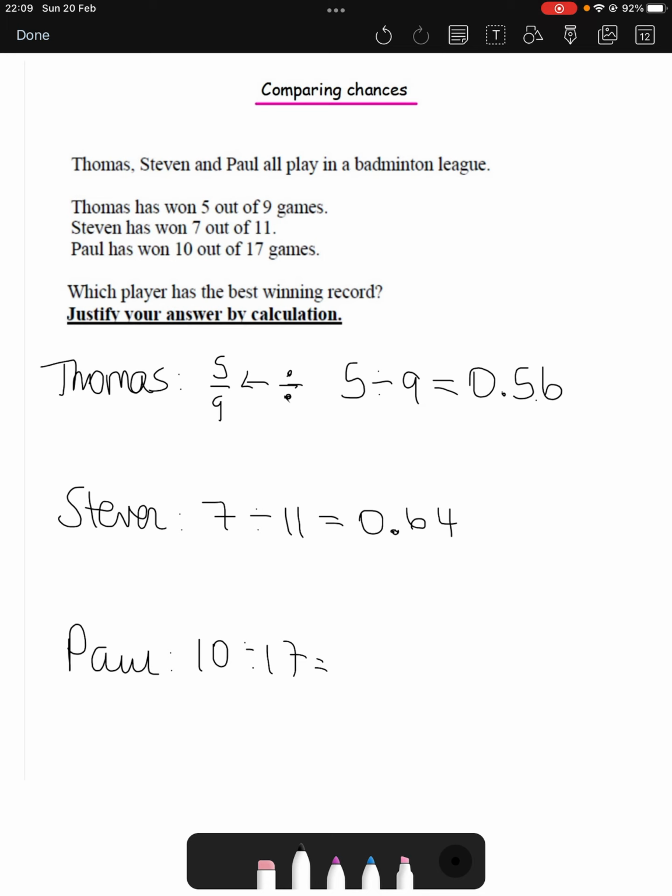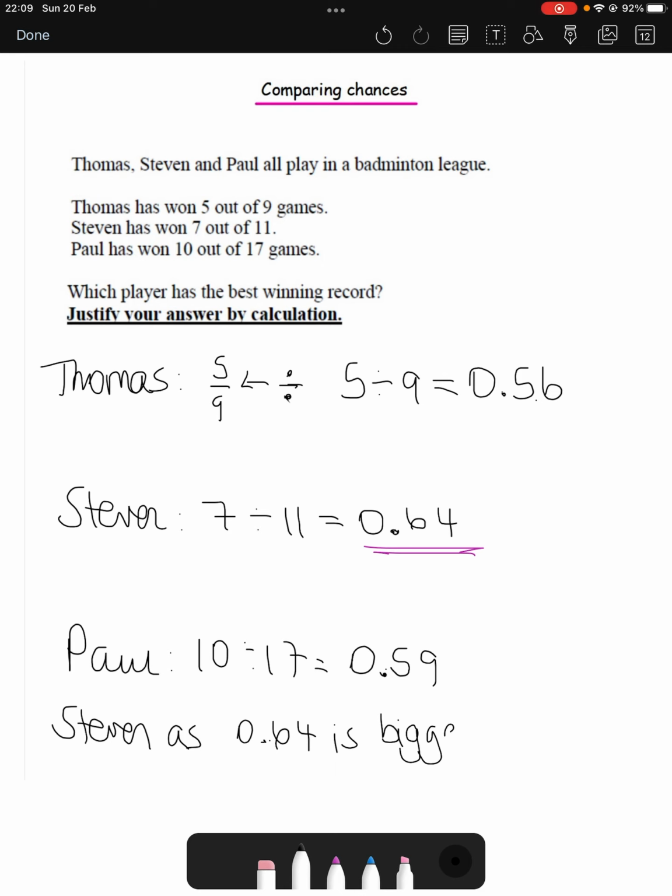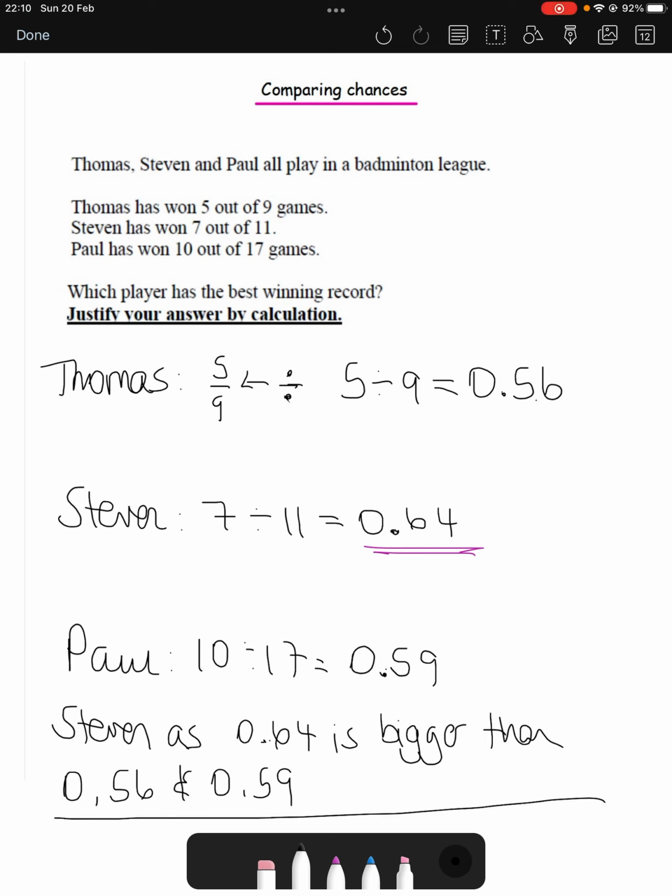which is 0.59. Okay, so looking at these 3 numbers, what we want to think about is which one's the highest. Obviously, the correct answer is Stephen. So, to answer the question, which player has the best winning record? Stephen, as 0.64 is bigger than, and we name the other 2, 0.55 and 0.59 or 0.56. So remember when you're comparing things, spell it out as to how you know this one's the best, because you know that that number is bigger than that number.